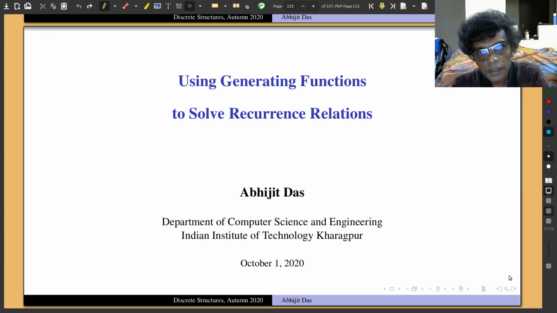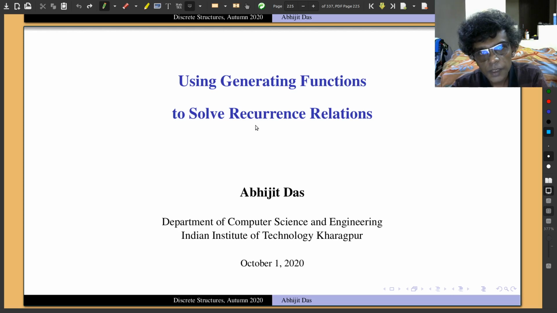We will study in this lecture perhaps the most important application of generating functions in the context of computer science, that is for solving recurrence relations. Fine, so I will explain the general methodology using a few examples, and that will give you an idea how this can be done.